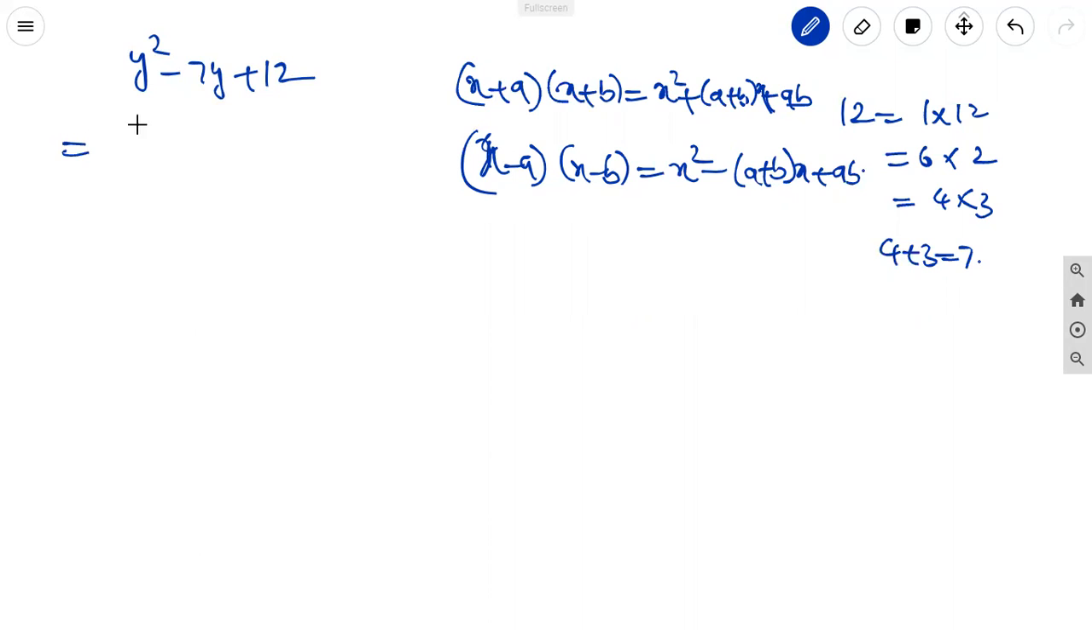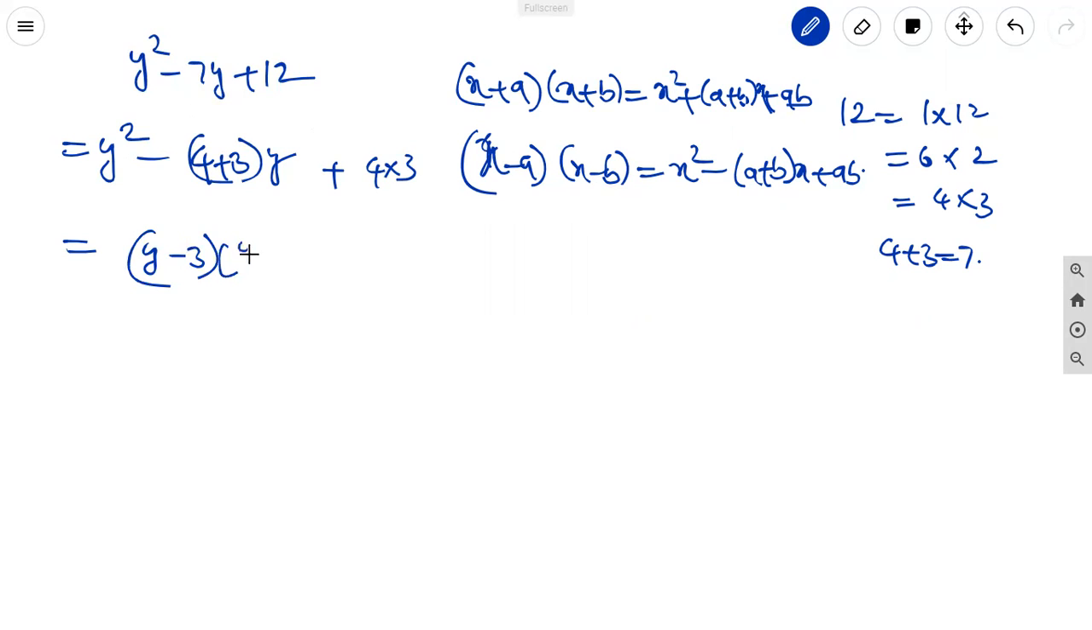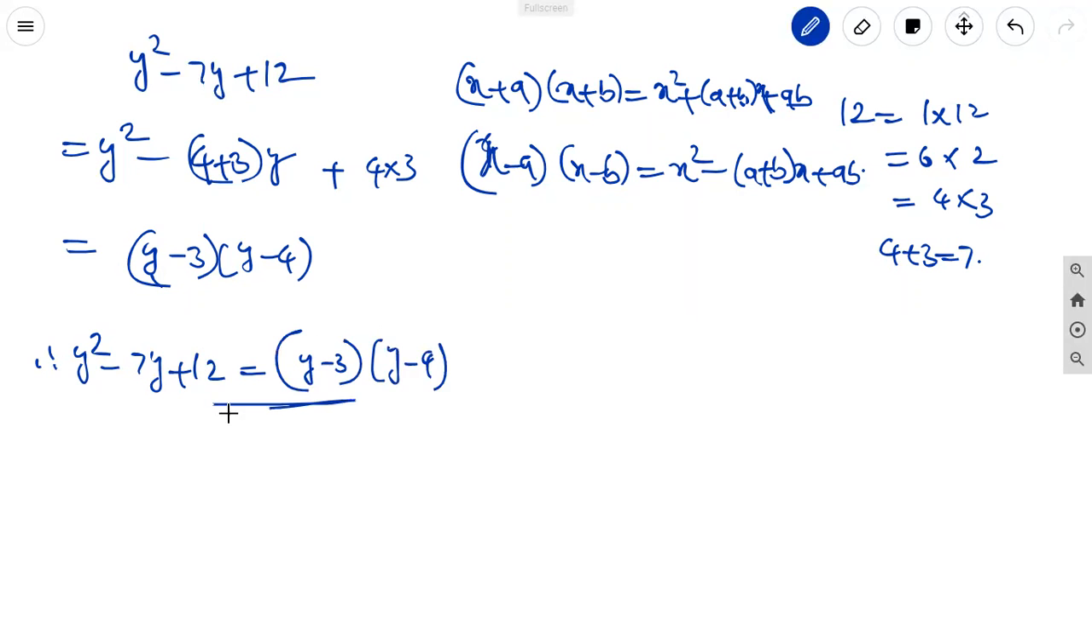So here we can write y square, 12 means 4 threes are 12, plus minus (4 plus 3) into y. 4 plus 3 equals 7, that is nothing but 7y. So it is equal to, by the identity, (y minus 3) into (y minus 4). Just you can check it: y into y square, minus 4y minus 3y, minus 7y, minus 3 into minus 4 plus 12. Therefore, y square minus 7y plus 12 equals (y minus 3) into (y minus 4).